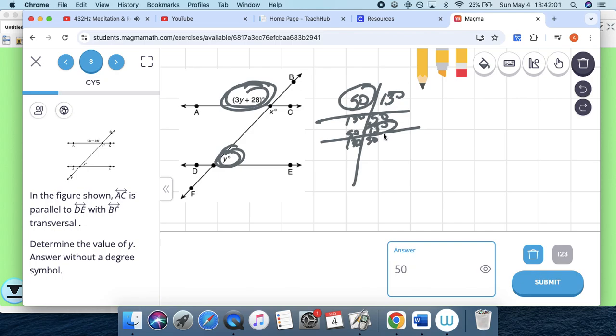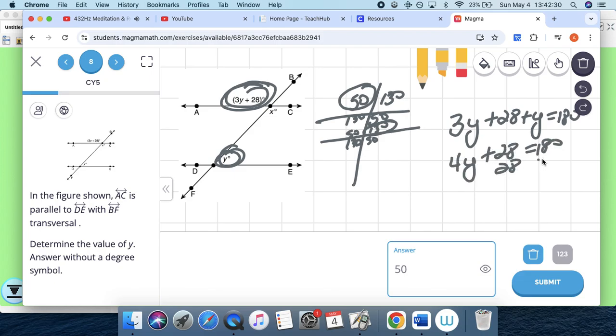Notice they're not equal to each other. So right away it's telling me I'm not setting the equation that way. But I know the sum of both angles is equal to 180. So I say 3y plus 28 plus y equals 180, and that's my equation. So choice A, they're equal to each other, or the sum equals 180. 3y plus y is 4y, plus 28 equals 180.